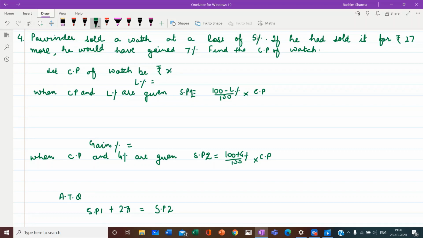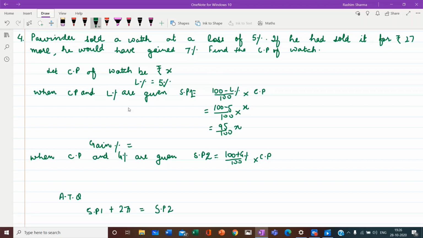Then in the first case he had a loss of 5%. So when loss is 5% and CP is x, we know the formula of SP. When CP and loss percent are given, then SP will be equal to 100 minus loss percent upon 100 into CP. So it means 100 minus 5 on 100 into x. So we get here 95 on 100 x.